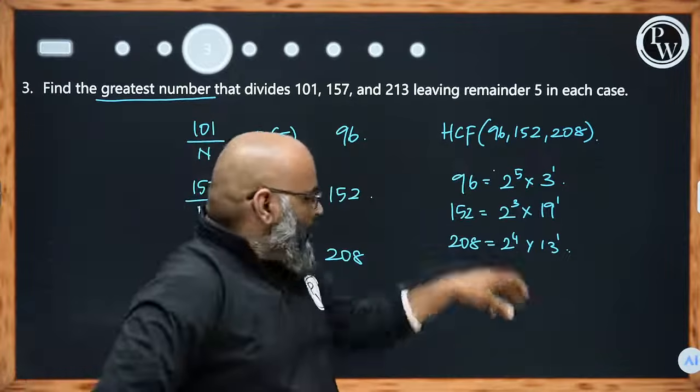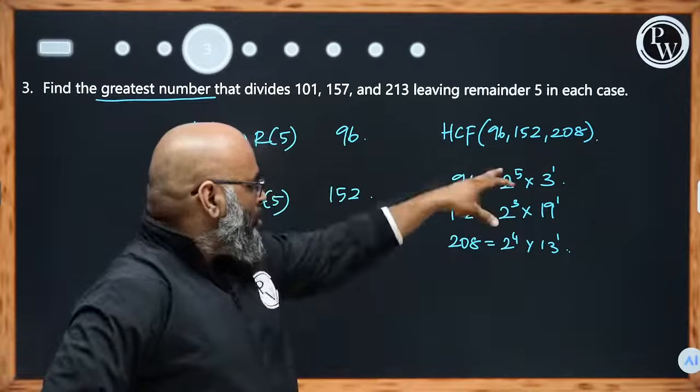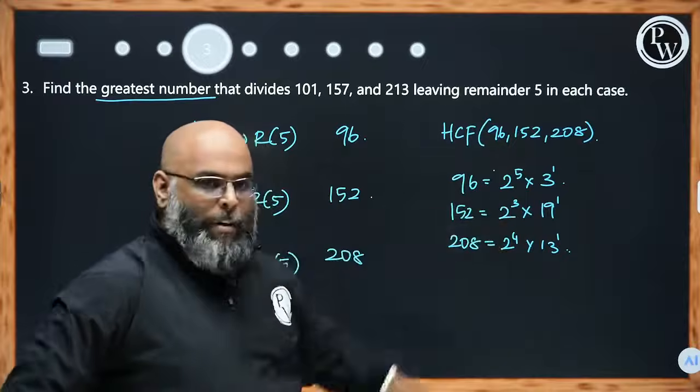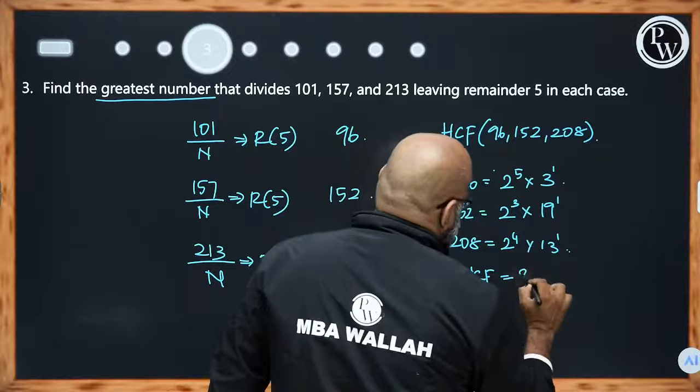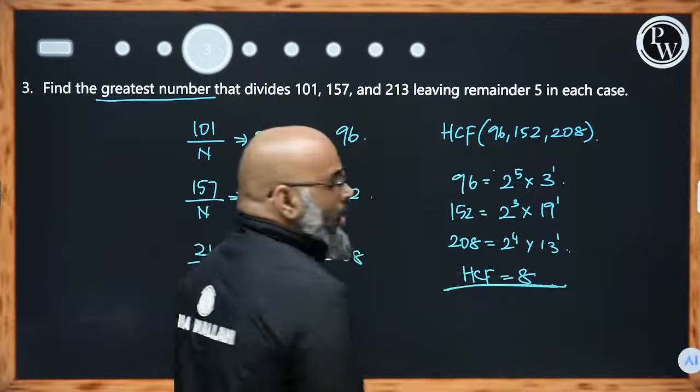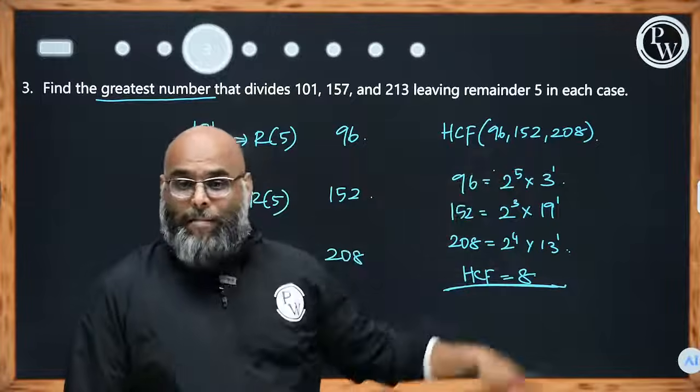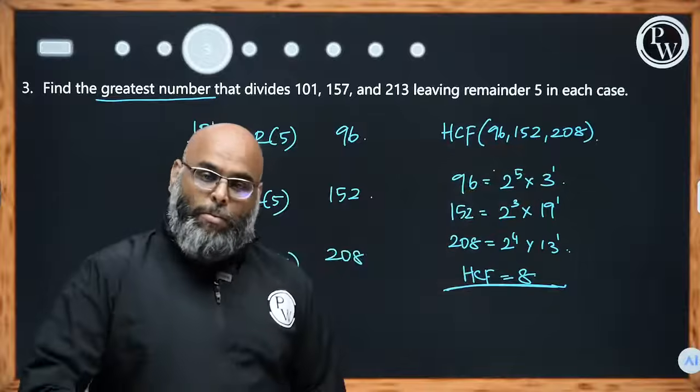Now from each of them, what is the largest power of 2 that I can take? 2 power 3, 2 power 4, 2 power 5. Simply looking at it, HCF is equal to 8. This part is something that we already have. The math is the part which we already know.